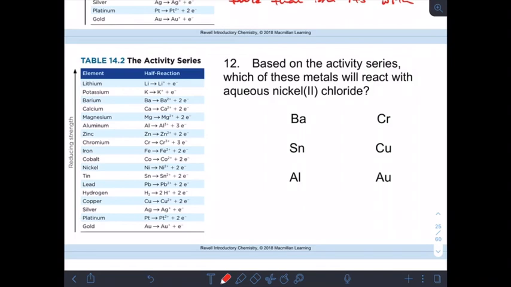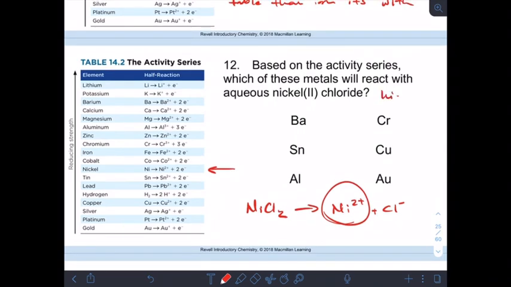Based on the activity series, which of these metals will react with aqueous nickel 2 chloride? I would have a formula that looks like this, and it's aqueous, so nickel 2 plus, plus Cl minus. This is what we're looking for. Let's find our nickel 2 plus on the table, and it's sitting right there. Which of these metals will react? Anything that's higher on the table.